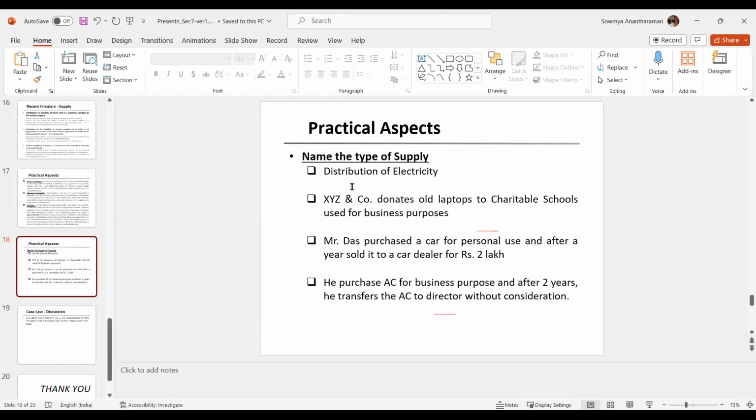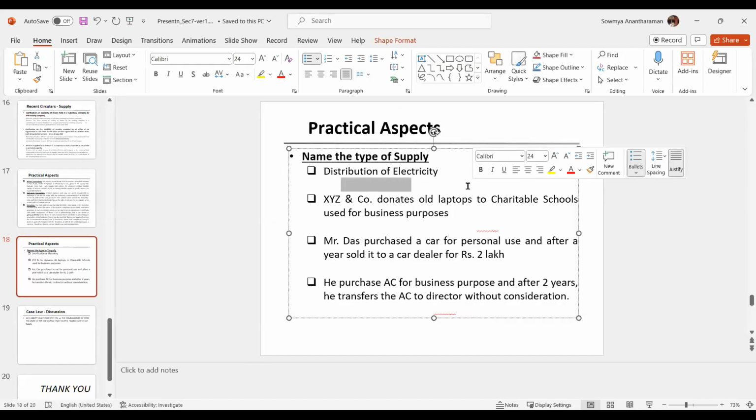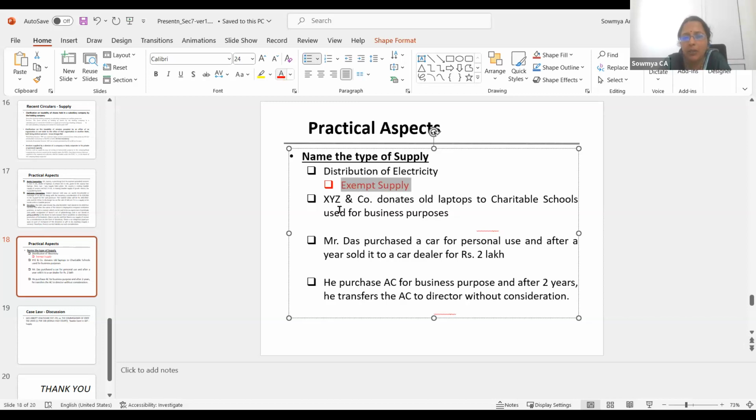Yes, Virendra ji. Exempt. It is an exempt supply because electricity is a state subject and there is no GST on electricity.